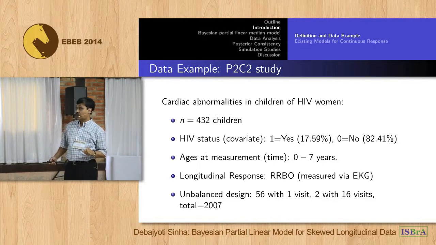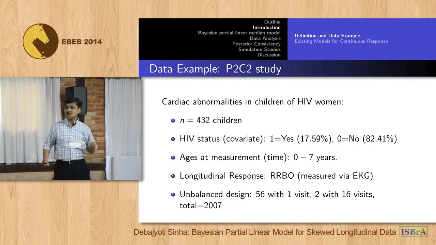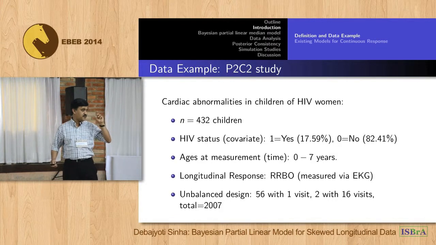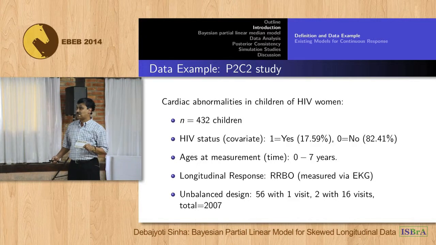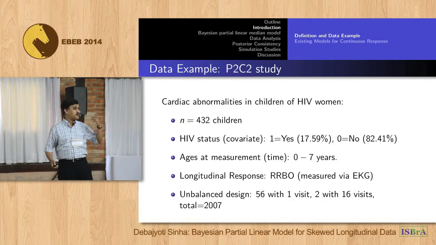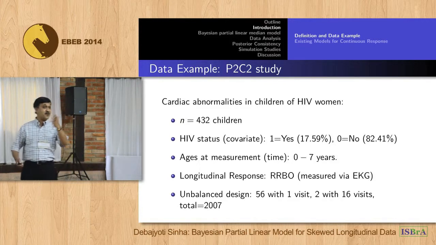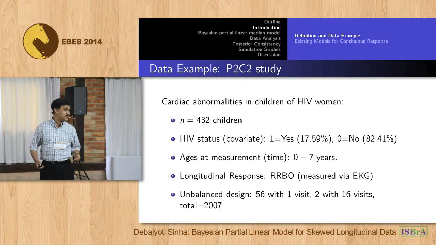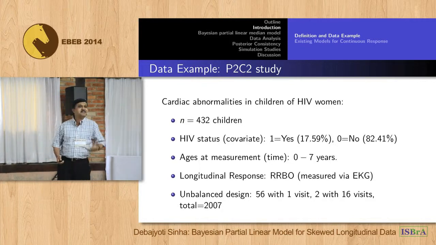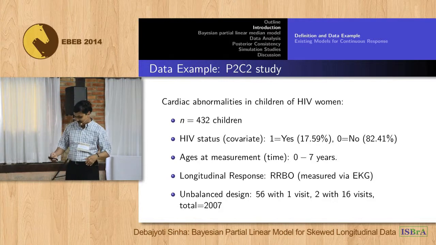It's a very unbalanced design. 56 people have only one visit, so they're measured only once, and others have almost 16 visits. So you can see how variable the number of observations per subject is. So this is not a very ideal situation for a dynamic model. That's what I'm trying to get at, just to differentiate.